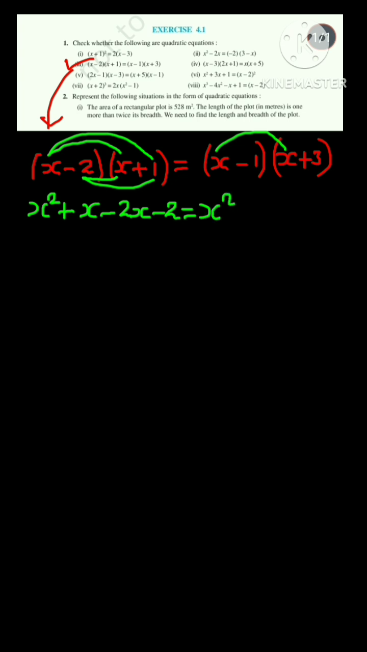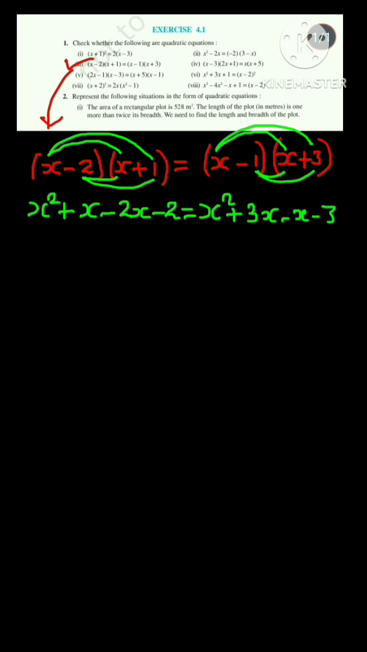square, plus into plus is plus, x into 3 is 3x. Again by minus 1, minus into plus is minus, 1 into x is 1x, and minus into plus is minus, 1 into 3 is 3.